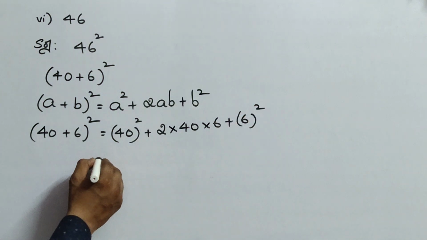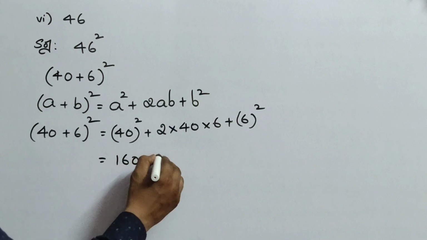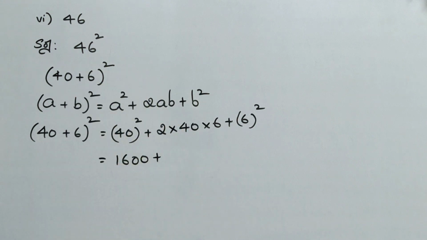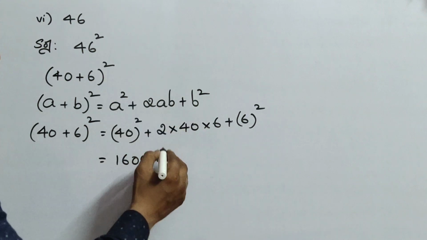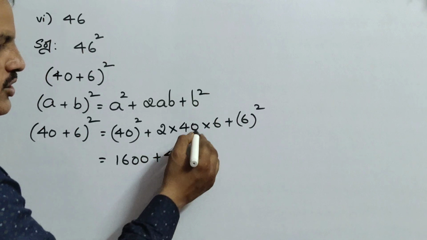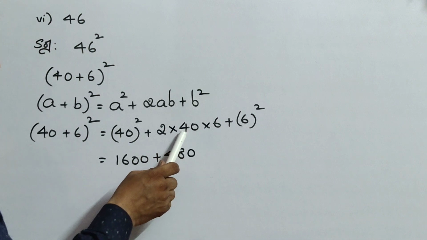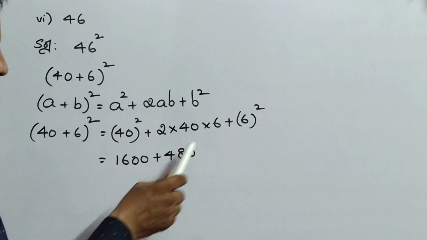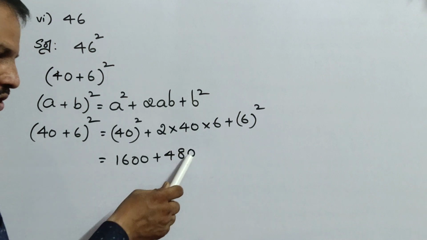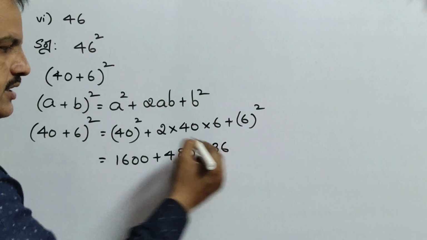Listen very carefully now. 40 square, that means 1600, plus 2 4s are 8, 8 6s are 48, and 1 zero. Easy calculation: first multiply without any zeros. 2 4s are 8, 8 6s are 48, and 1 zero here. Now 6 square, 6 6s are 36.